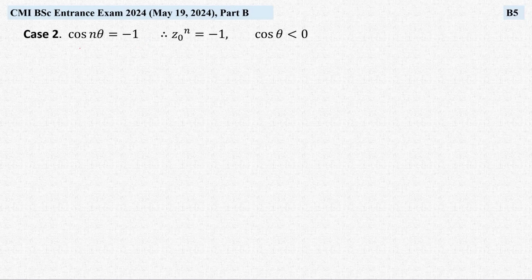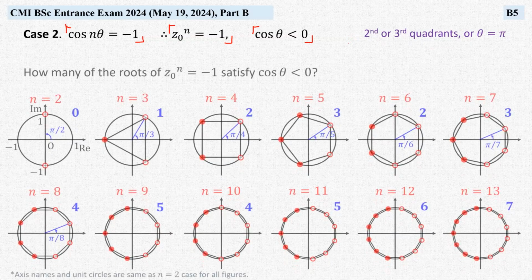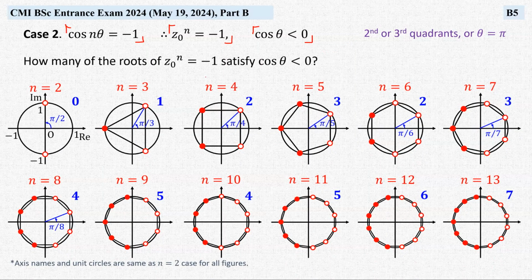But we also have case 2, where cosine n theta equals -1, hence z0 to the nth power equals -1, and cosine theta is negative. Cosine theta being negative means that only roots on second or third quadrants, or with argument pi, are valid roots. So let us sketch the roots of the equation z0 to the nth power equals -1 and investigate how many of them satisfy such conditions.